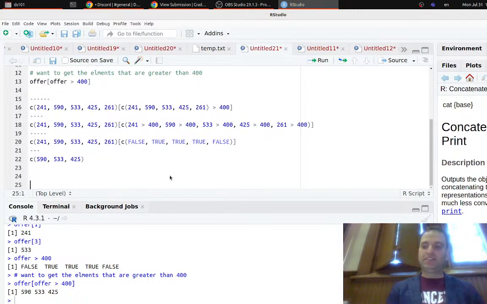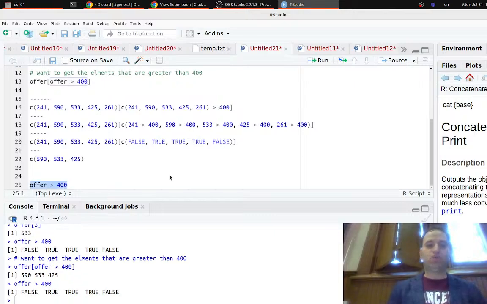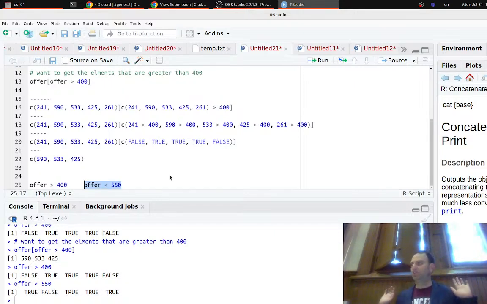So we saw last time that you can combine things like this. You can say offer is greater than 400, and this would be falses and trues. And you can also say offer is smaller than 550, and that would be different trues and falses. And you can say, okay, I want it to be true if it's between 400 and 550. So that means it's both greater than 400 and smaller than 550. So we can just write it like that.